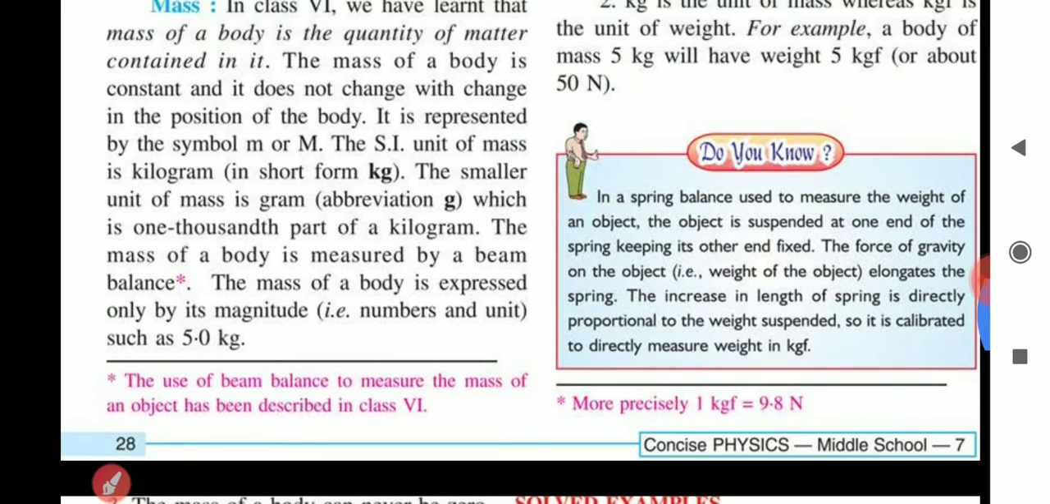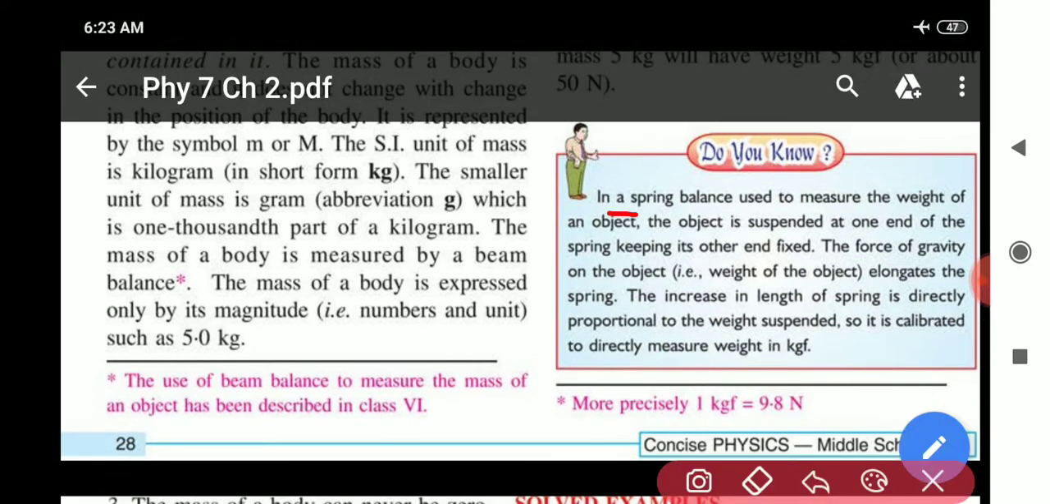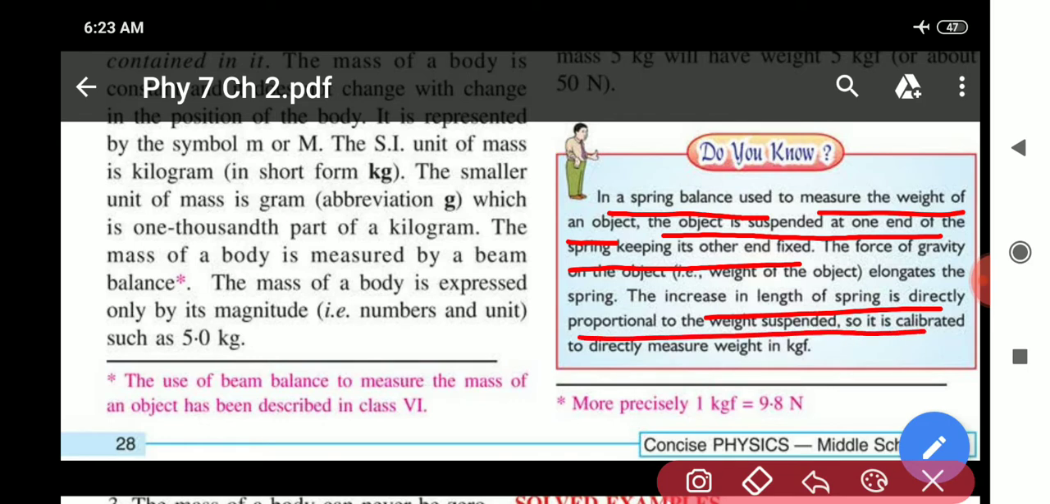In a spring balance used to measure the weight of an object, the object is suspended at one end of the spring, keeping its other end fixed. The force of gravity on the body, that is the weight of the object, elongates the spring. The increase in length of a spring is directly proportional to the weight suspended, so it is calibrated to directly measure weight in kgf.